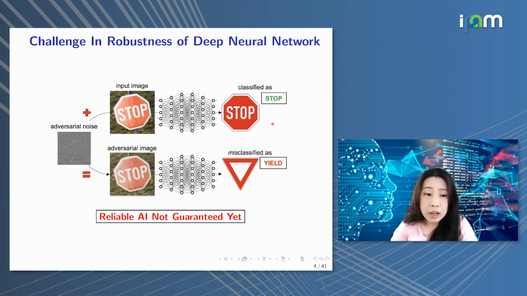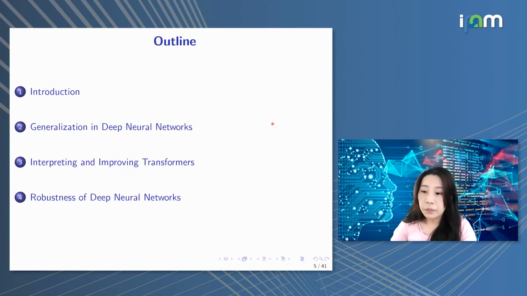So reliable AI is not guaranteed yet. So what do we do? This is the outline of what I will talk about today. Basically, I'll talk about a recent work published in AISTATS 2020 about generalization in deep neural networks using tensor representation. And I'll also talk about a recent work under submission for interpreting and improving transformers, which is a very popular neural network that's been hugely successful in language models and also recently very successful for image data and graph data. Lastly, I will briefly talk about a recent work, also under submission, from my group on robustness of deep neural networks.